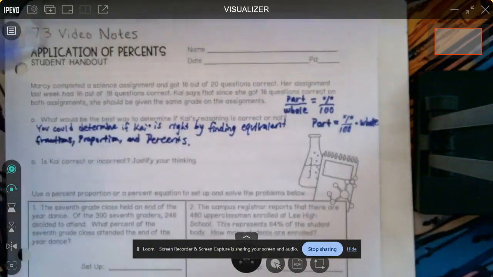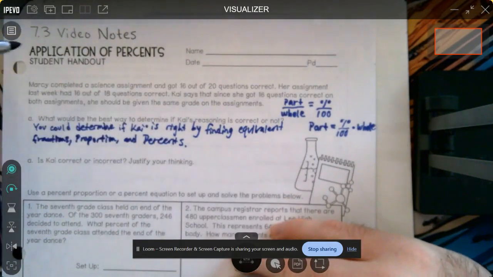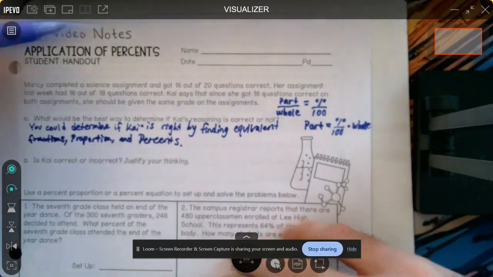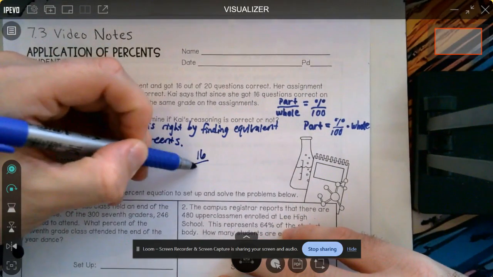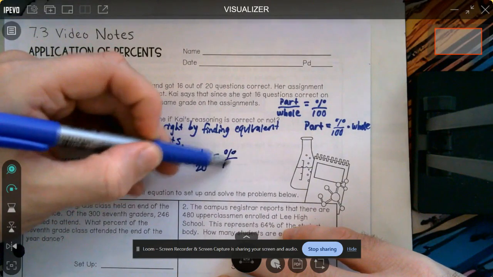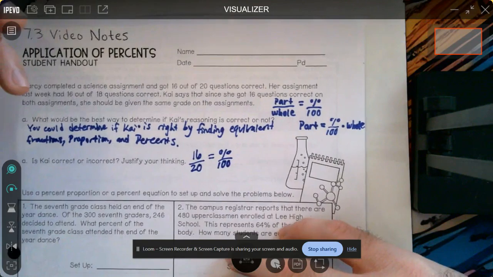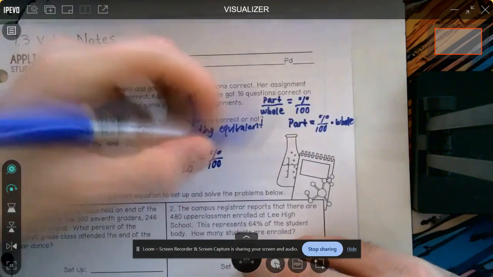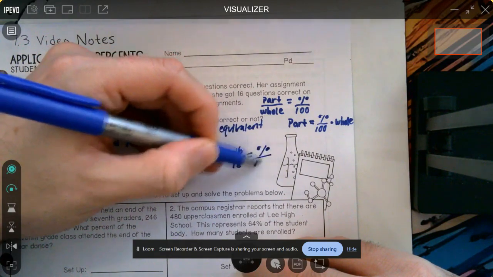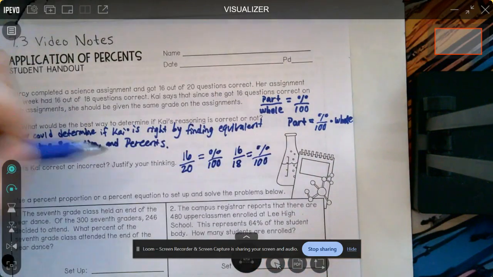So let's do that. Let's find out what the percentage is for Marcy. Marcy is 16 out of 20 for the first assignment. So part over whole, 16 over 20 equals percent over 100. Now I'm going to set up a proportion for the second one, 16 over 18. 16 over 18 equals percent over 100. Okay, now I want you to go ahead and cross multiply and divide and see what the 2 percentages are.